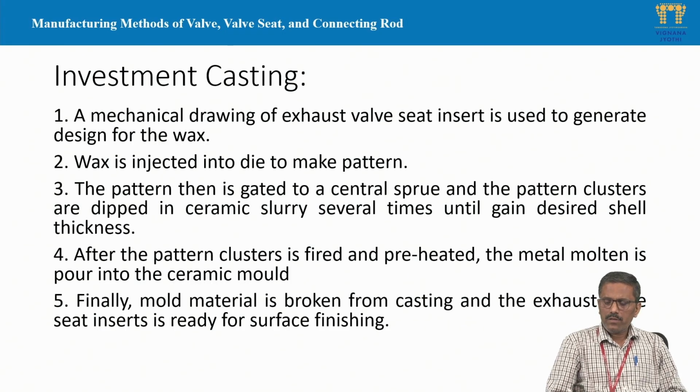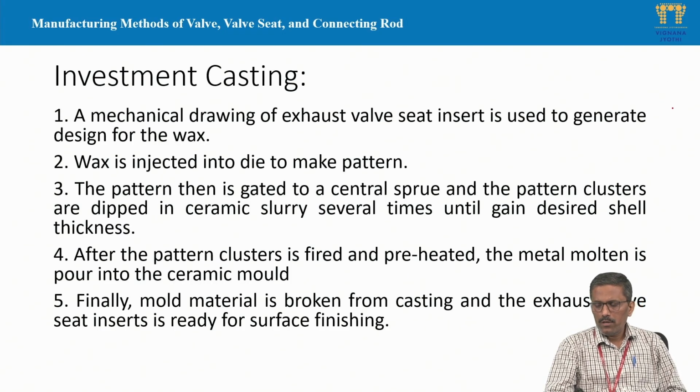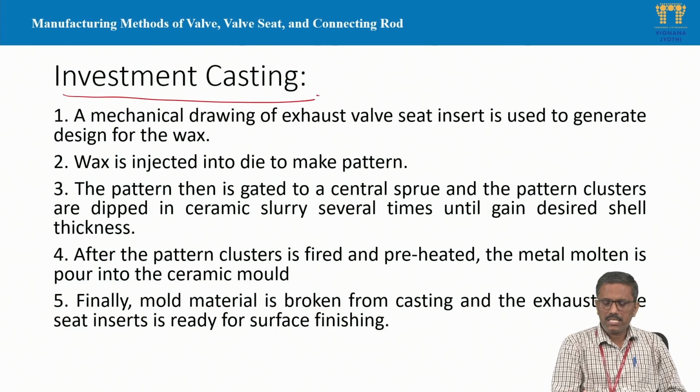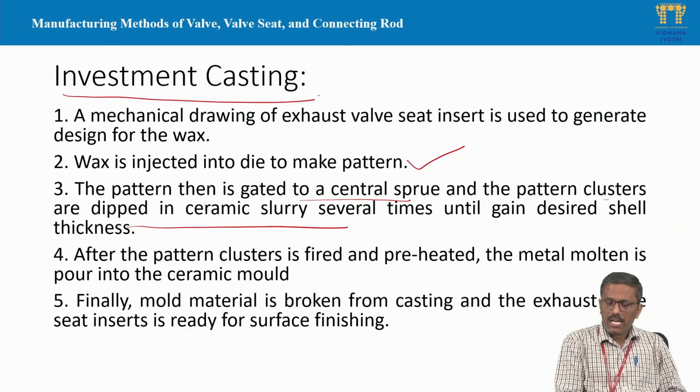And the next method after powder metallurgy is the investment casting process. This is a general casting process. In investment casting, first we make wax patterns using wax material, and these wax patterns are attached to a central sprue with a gating system. Then the pattern clusters are dipped into ceramic slurry several times until we gain the required shell thickness.